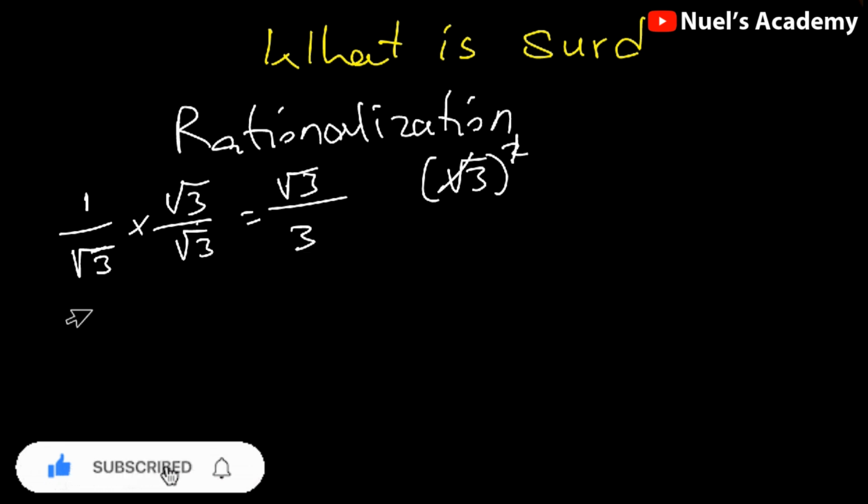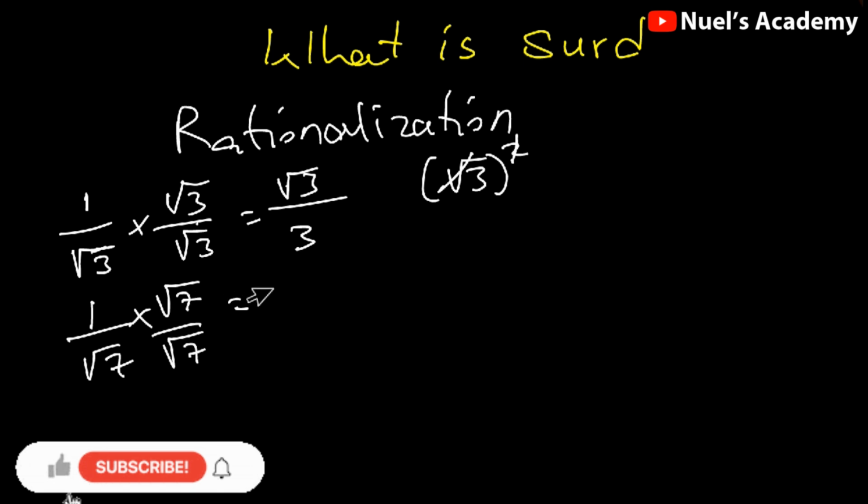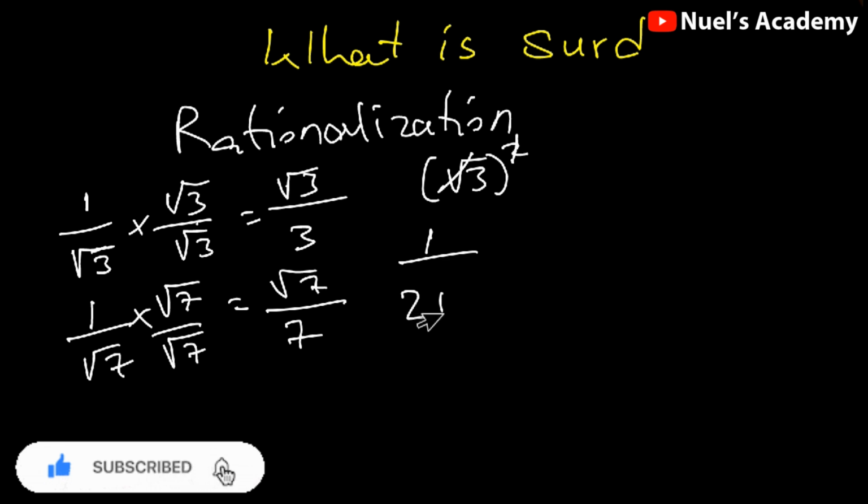So if you want to rationalize 1 over root 7, just multiply the numerator with root 7, multiply the denominator with root 7. 1 times root 7 is root 7, then root 7 times root 7 is equal to 7. So if you have 1 over 2 plus root 3, to rationalize this, we are going to take the conjugate of this denominator. The conjugate is just multiplying the numerator and the denominator with 2 minus root 3. So change this positive sign to a negative sign and then multiply everything by it.